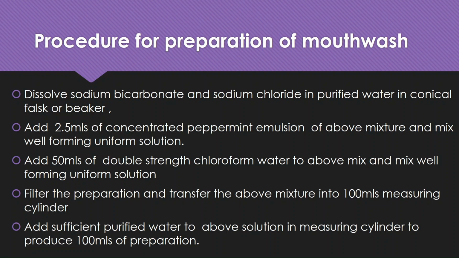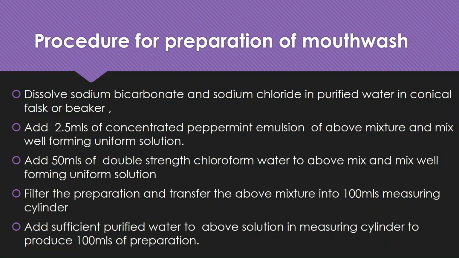After we have done that, we are going to add 50 mL of double strength chloroform water to the above mixture and then mix well, forming a uniform solution. After we have done all that, we can filter the preparation and then transfer the mixture into the 100 mL measuring cylinder. We can filter after we have added all the other excipients, or we can also do the filtering before we add other excipients.